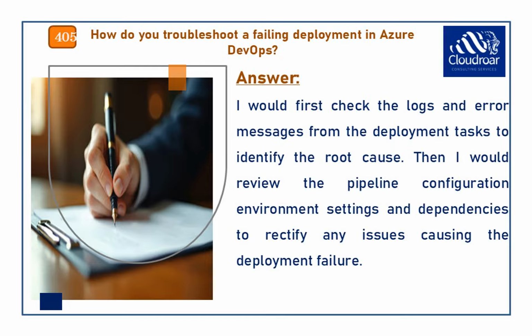Question 405. How do you troubleshoot a failing deployment in Azure DevOps? I would first check the logs and error messages from the deployment tasks to identify the root cause. Then, I would review the pipeline configuration, environment settings, and dependencies to rectify any issues causing the deployment failure.